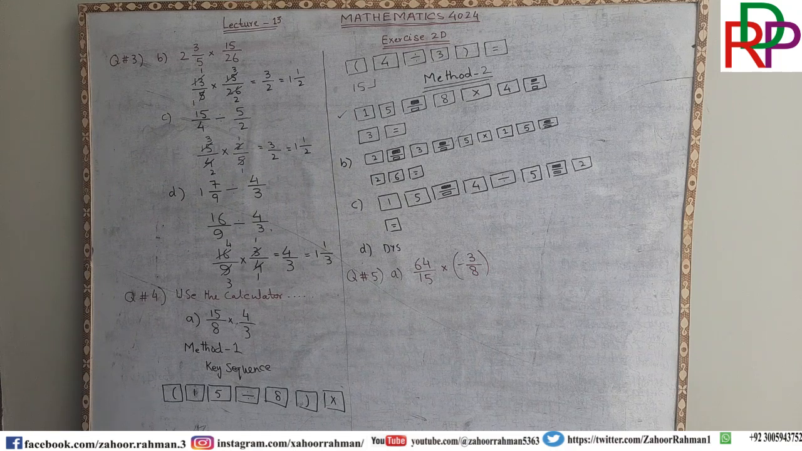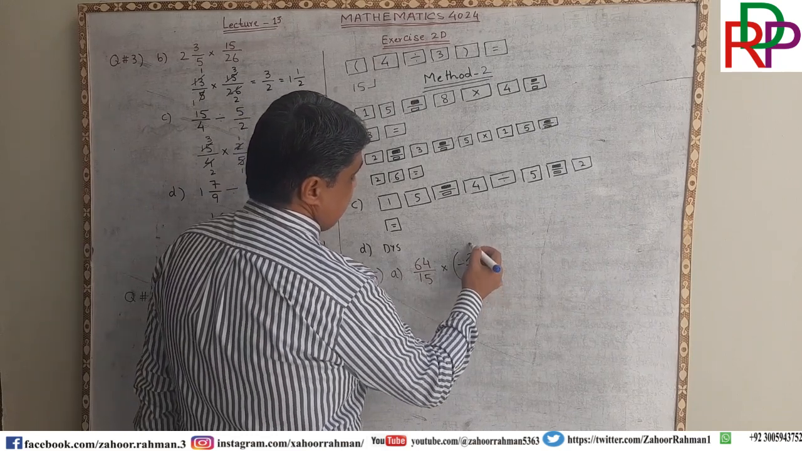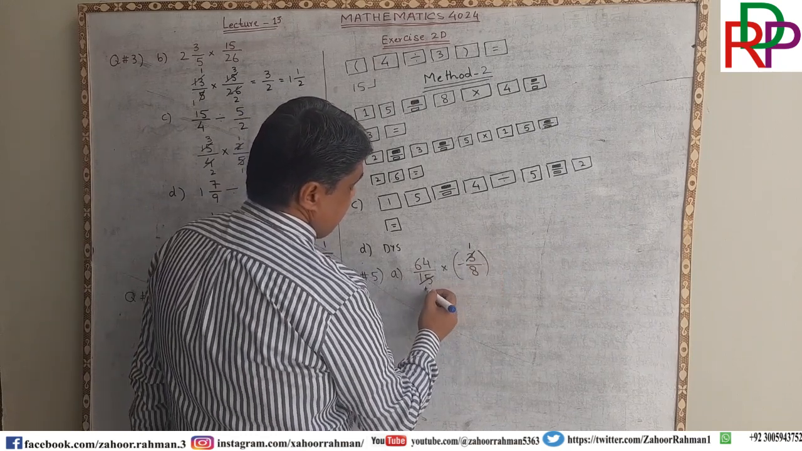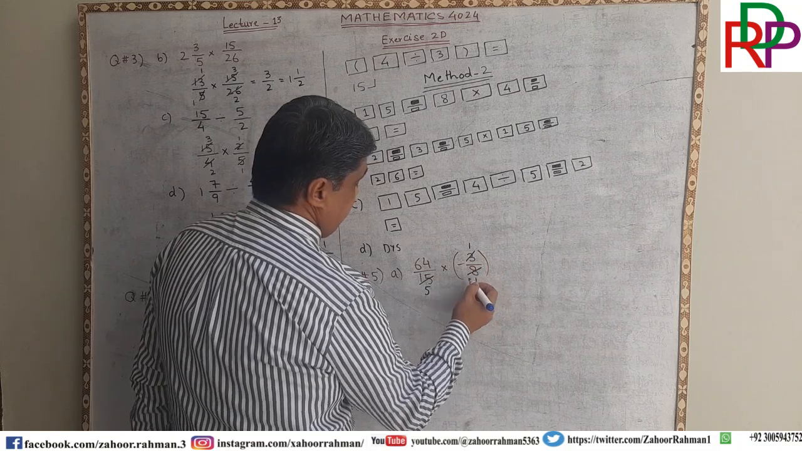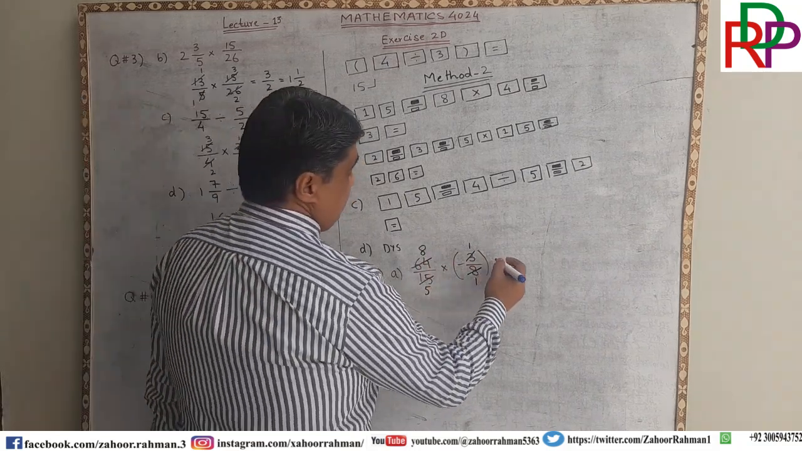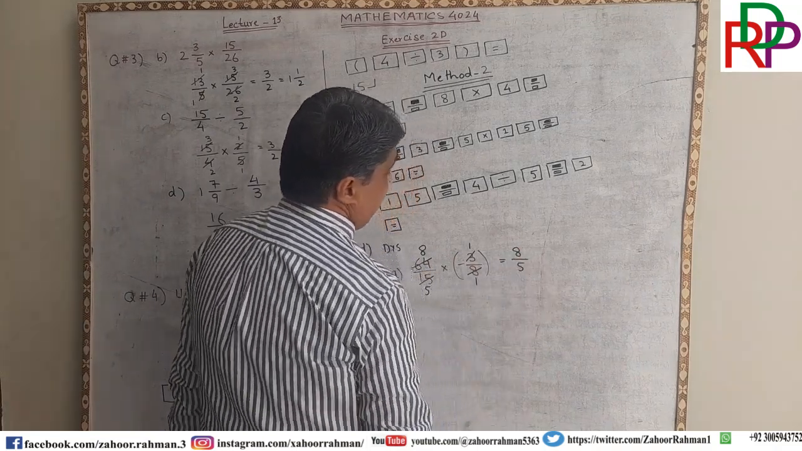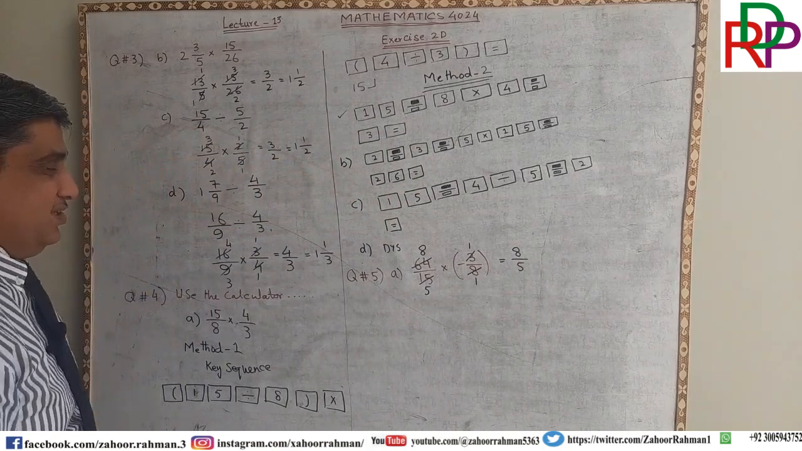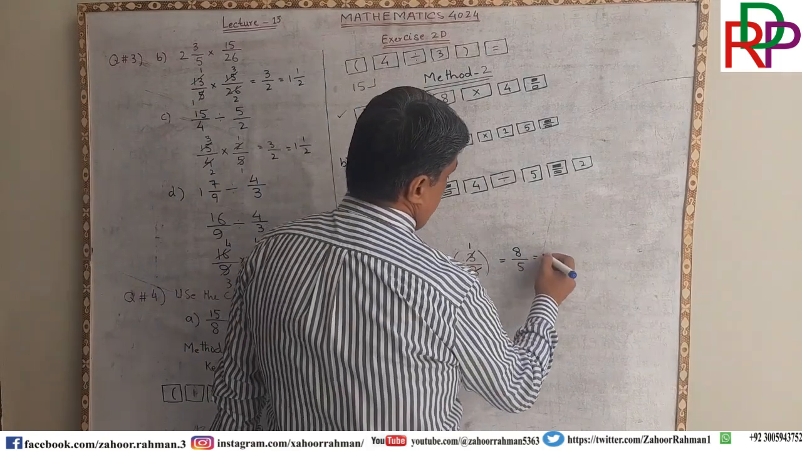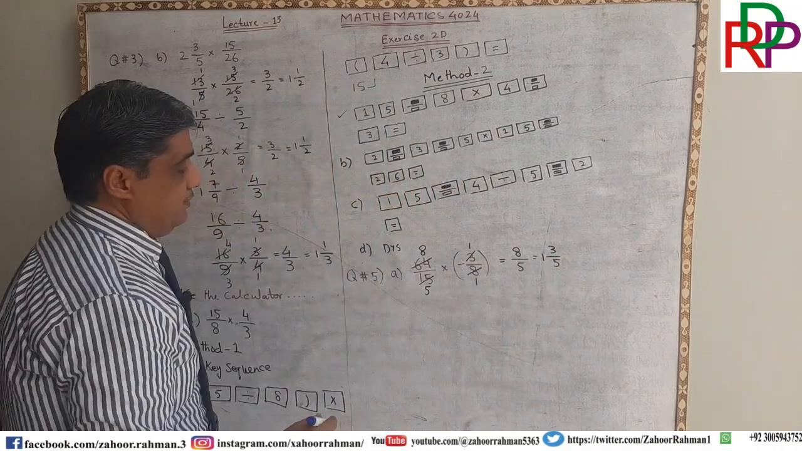Ladies and gentlemen, nothing special is there, only the negative symbol is there. 3 ones are 3, 3 fives are 15, 8 ones are 8, 8 eights are 64. So you are getting the answer of this, which is equal to 1 whole 3 over 5.